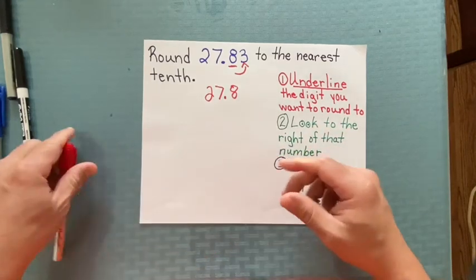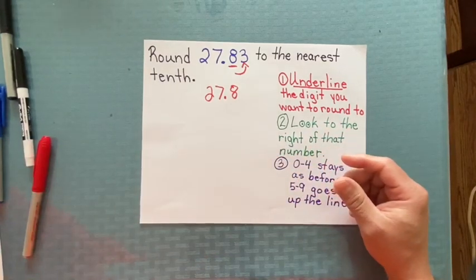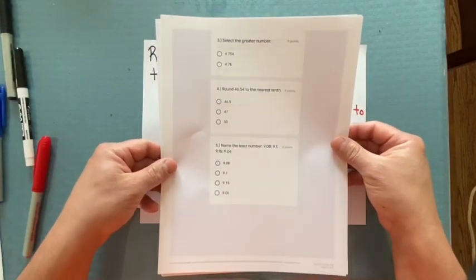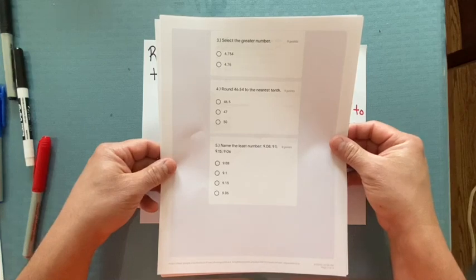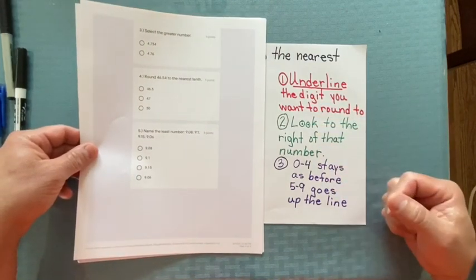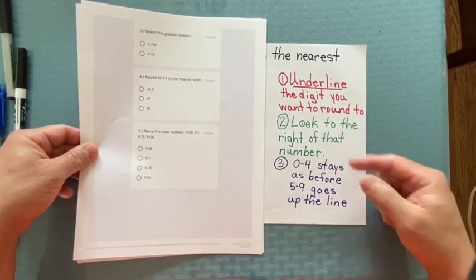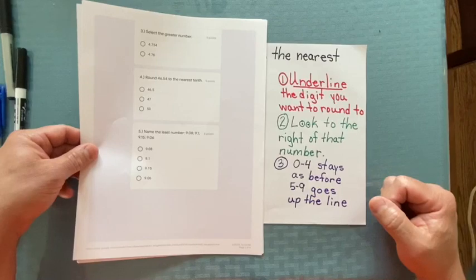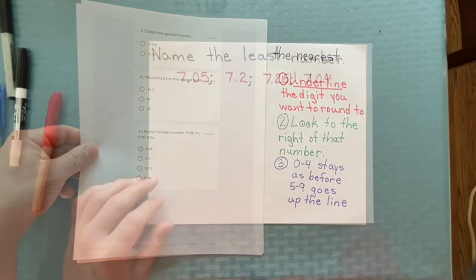So take a look at your quiz. For number 4, it says to round 46 and 54 hundredths to the nearest tenth. Please follow the steps. If you want, you could pause the video at that spot, remember the steps, and press play once you've answered that.